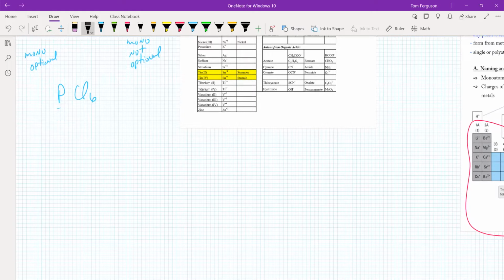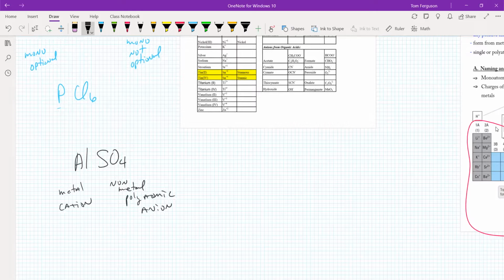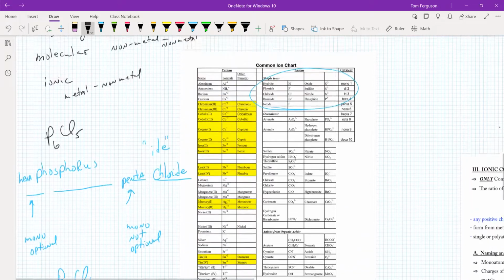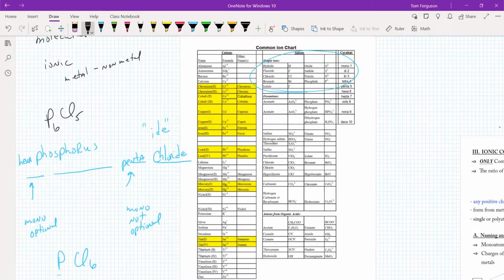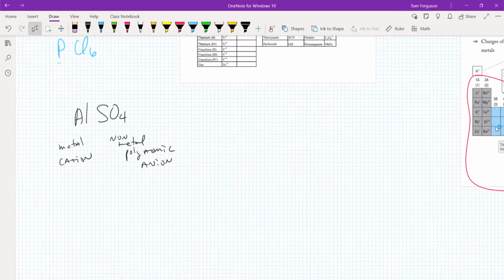Let's do so let's name this. Okay, well, this is a metal and a non-metal, a metal cation and a non-metal polyatomic anion. Okay, polyatomic ones are the ones that have lots and lots of oxygen variations. Okay, so this is aluminum.